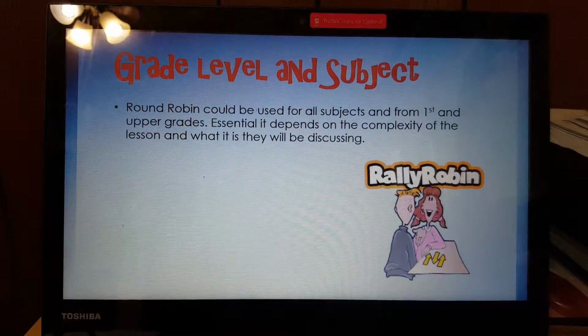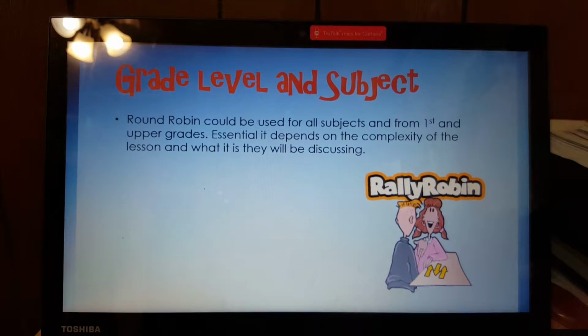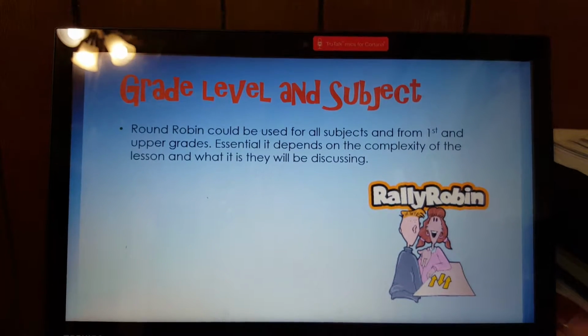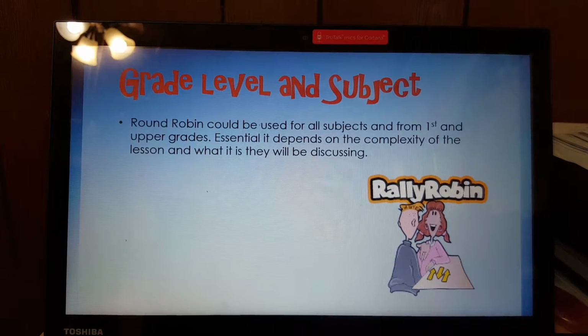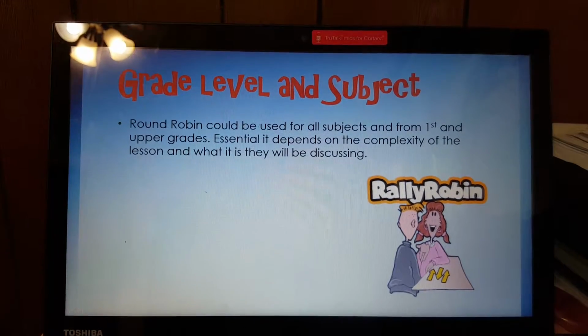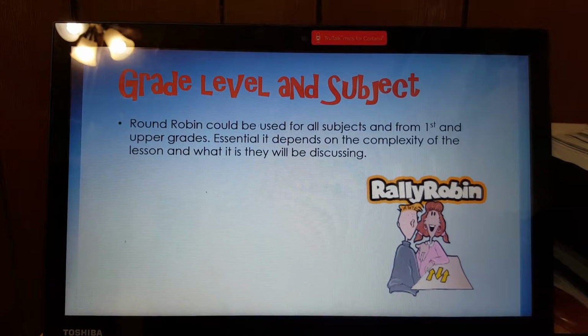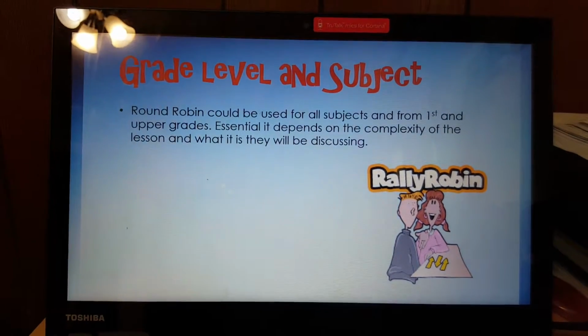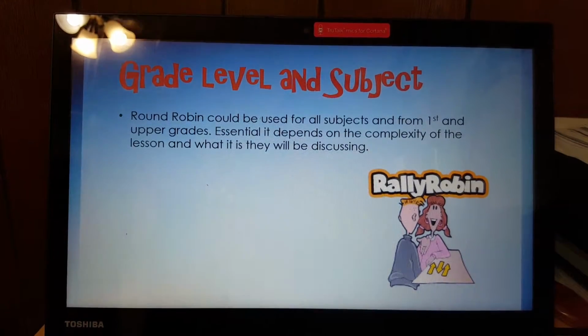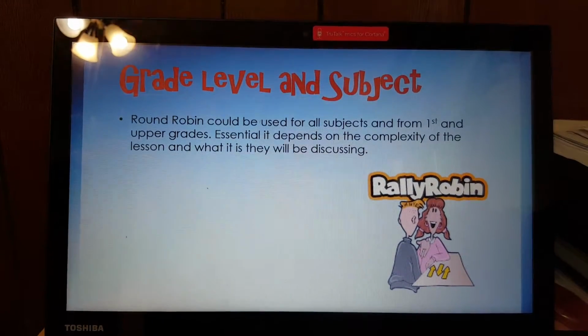What grade level and subject? I really like this strategy because essentially it could be used in all subjects, and it could be used from first grade all the way into the upper grades, depending on the complexity of the lesson and what we'll be discussing.